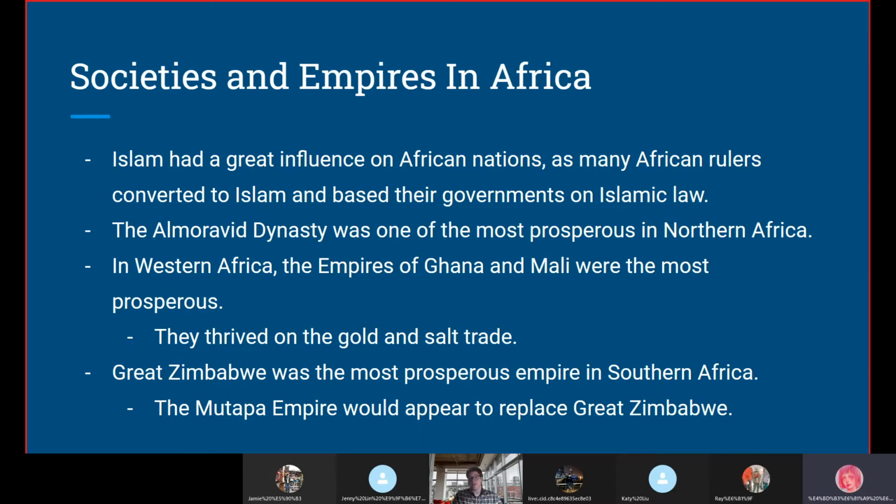And these African rulers would actually base their governments upon Islamic rule. And even when we look at Africa today, there are countries in Africa that still are the majority Muslim, including Egypt, which is one of the most heavily Islamic nations in the world.